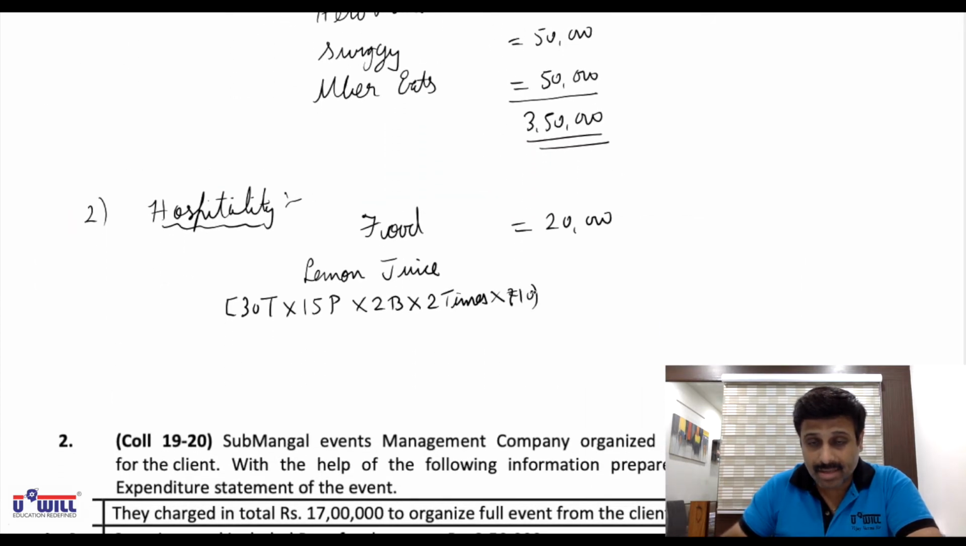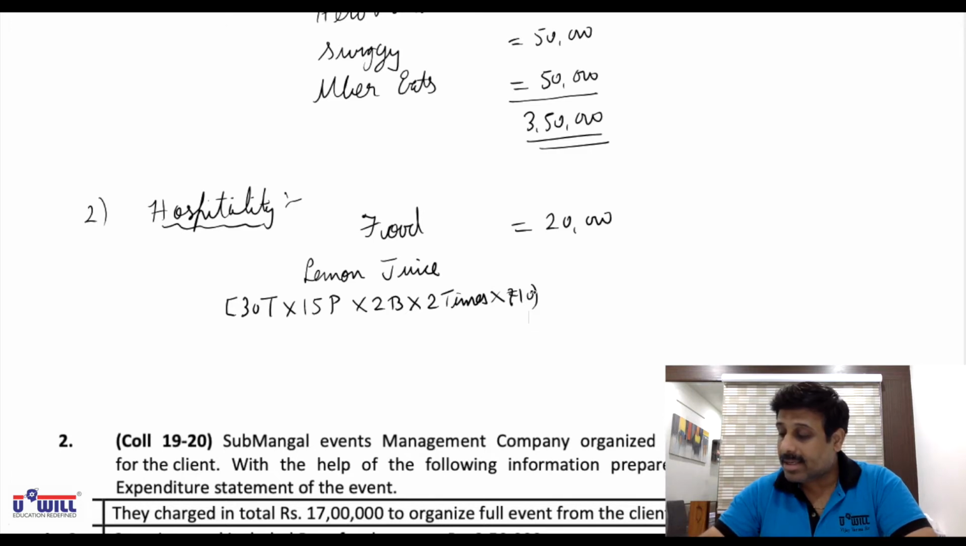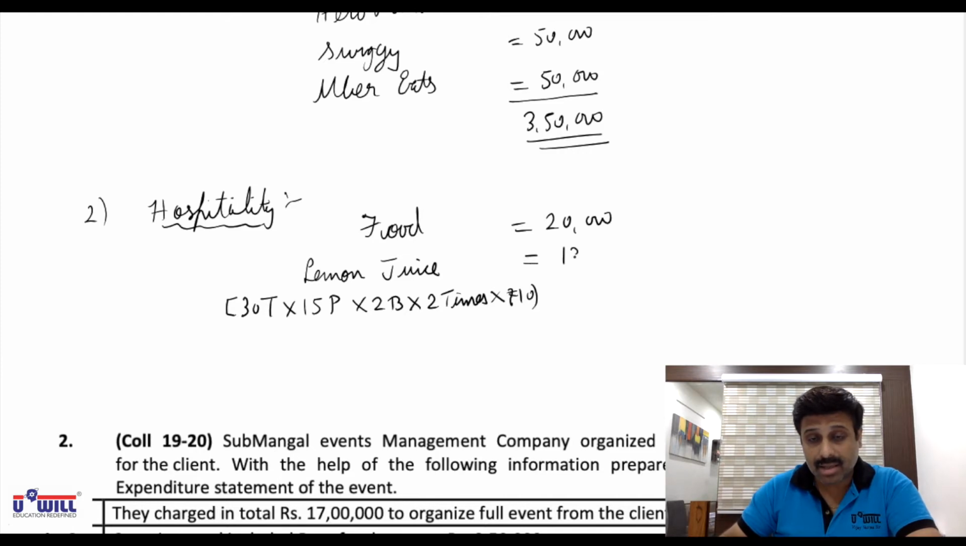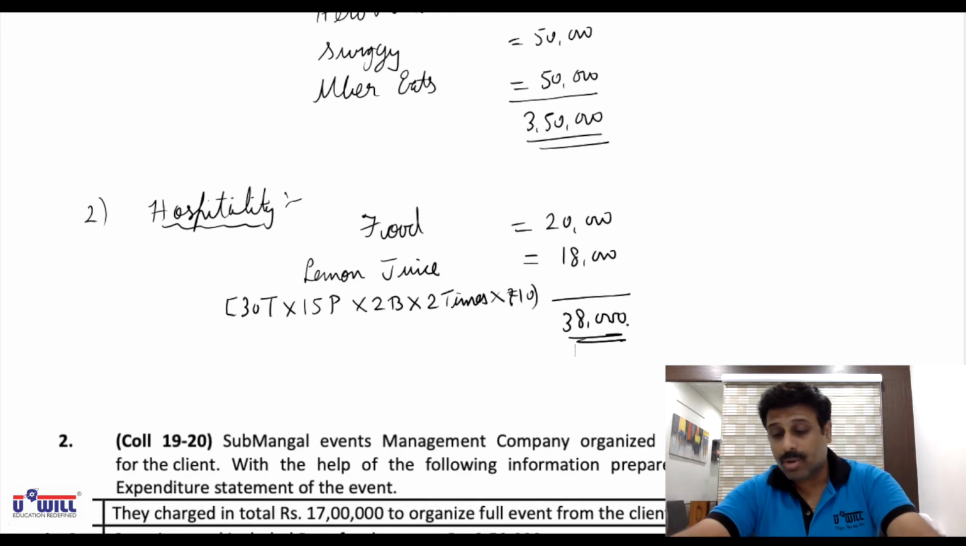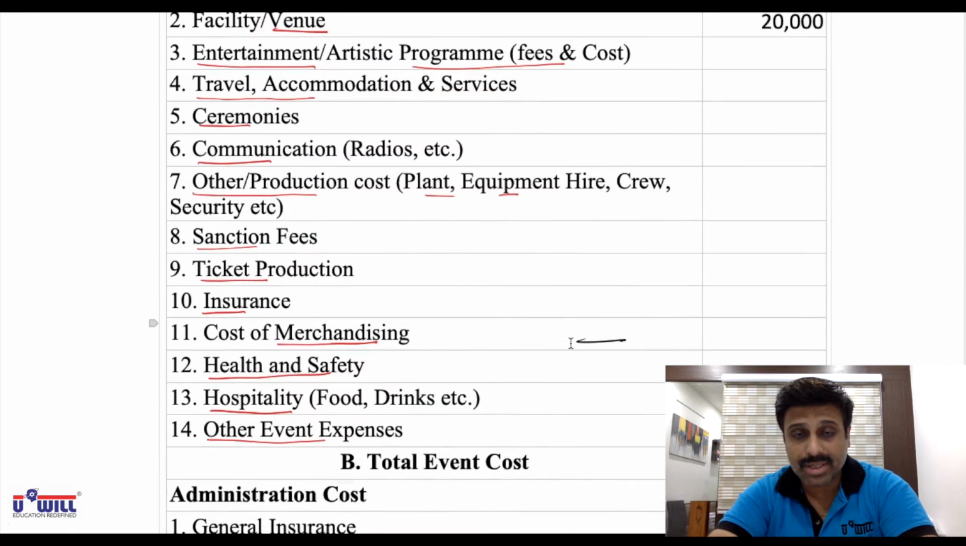So once again, do it everyone in calculator. 30 teams into 15 players, 450 players into 2 bottles into 2 times a day. So 1800 bottles into 10 rupees, that comes to 18,000 rupees. So the hospitality's cost comes to 38,000. Okay, cost of hospitality comes to 38,000.